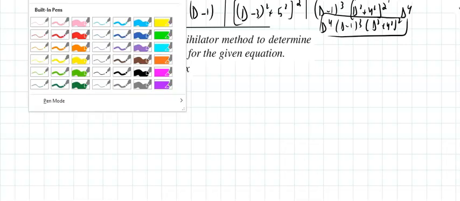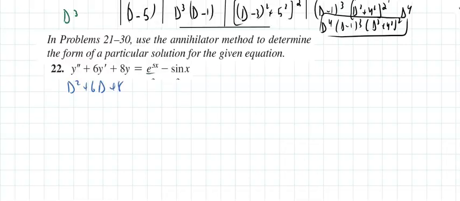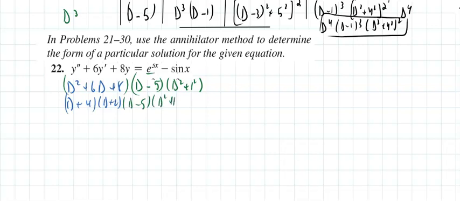And this gives d minus 5. And this gives d squared plus 1 squared. And this is really d plus 4, d plus 2, d minus 5, and d squared plus 1 squared.